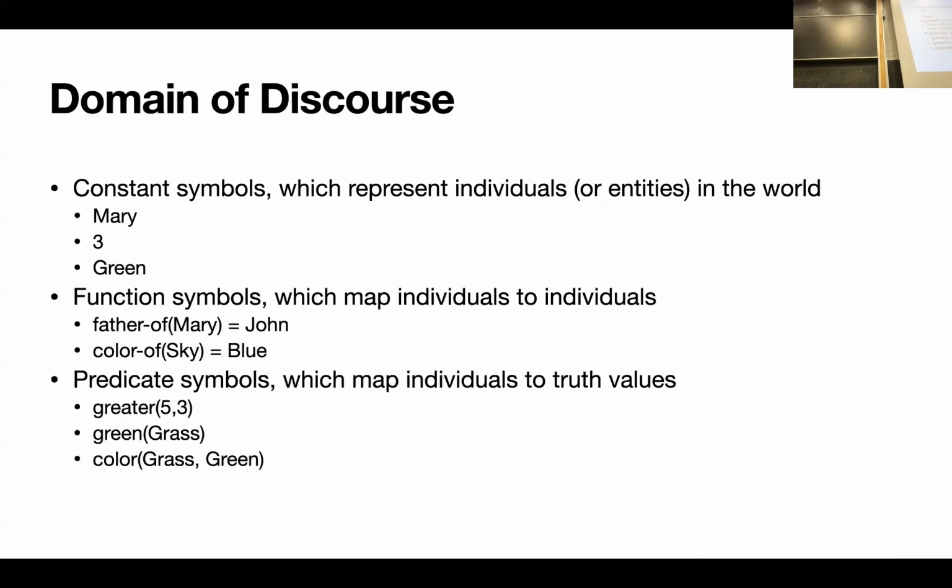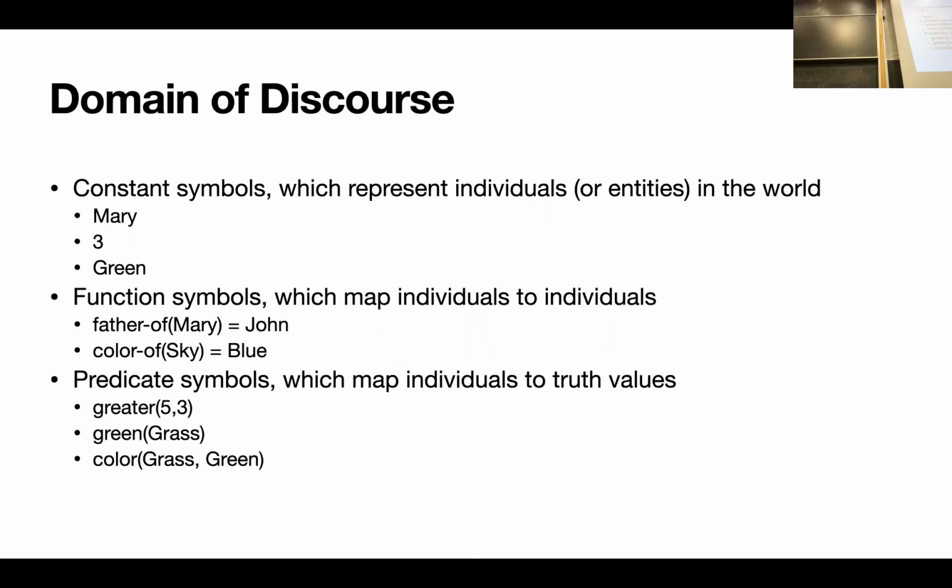So we also have to be speaking about a domain of discourse. What is the domain of the variables that we're talking about? So we have, for example, constant symbols which represent individuals in the world. Again, we have Mary, we have three, we have green, all kinds of objects that we're talking about. We have function symbols which map individuals to individuals.